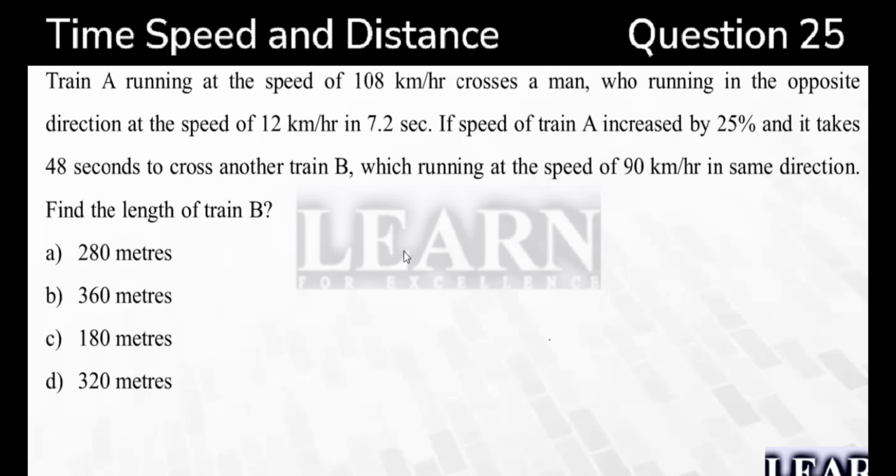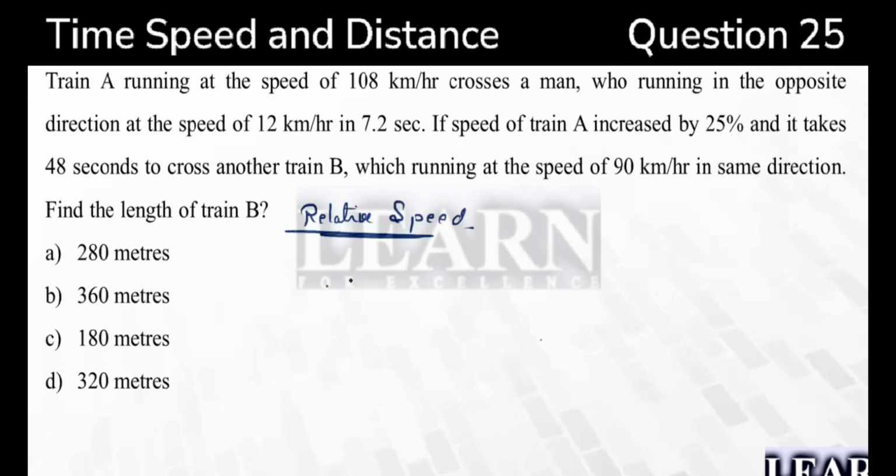Okay, please understand this is a question with respect to relative speed. Yes, look here. Let us assume this is a train, and this is a man. And what they have told is, both are moving in opposite direction. So this is this direction, and this is this direction.